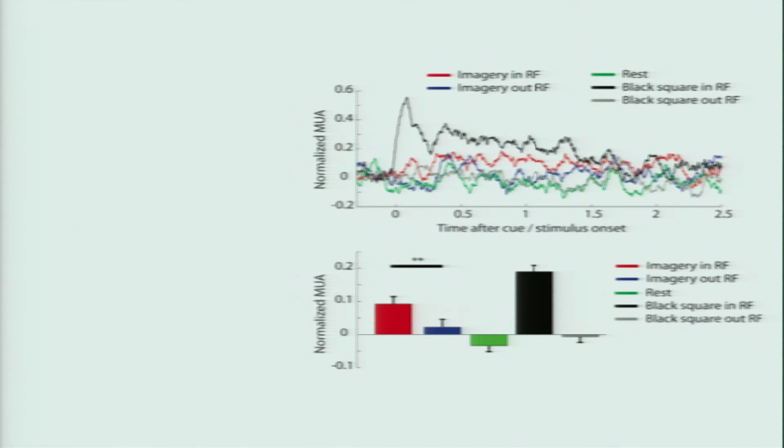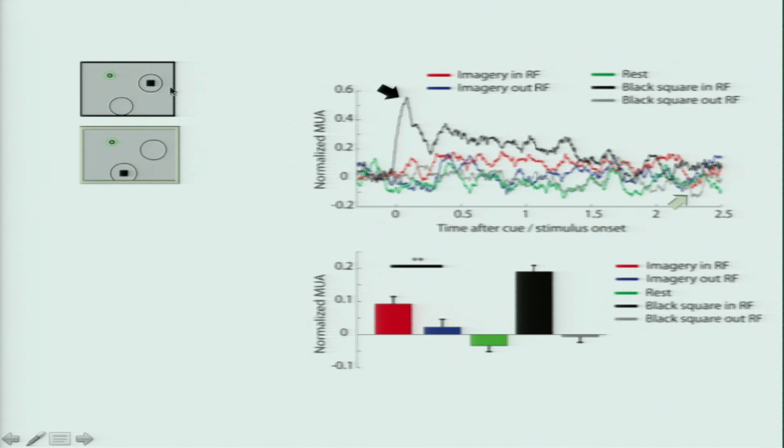We're still in the process of analyzing these data, so these are our first sweep of the analysis. But what you see here in black is the response elicited by a black square in the receptive field. In gray is a much weaker response by a black square outside the receptive field. This is what you would predict for cells in primary visual cortex.